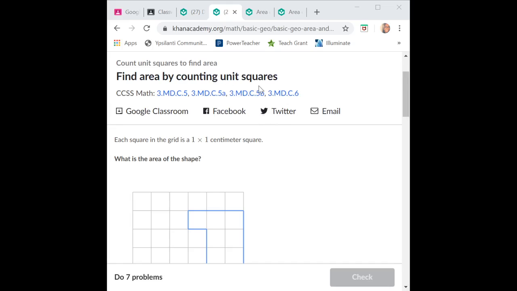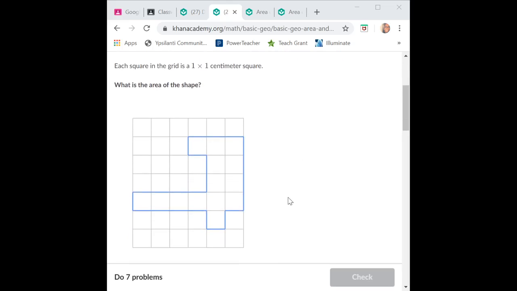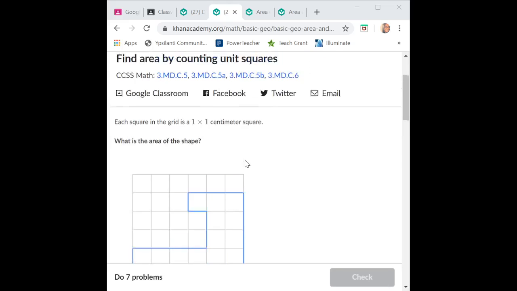So session 1's concept is just an area review. We're going to go through what area means and review how to calculate the area of different polygons that we've already learned how to calculate the area for. So this video and these assignments should be more of a review for you all. But first, let's talk about what area is.